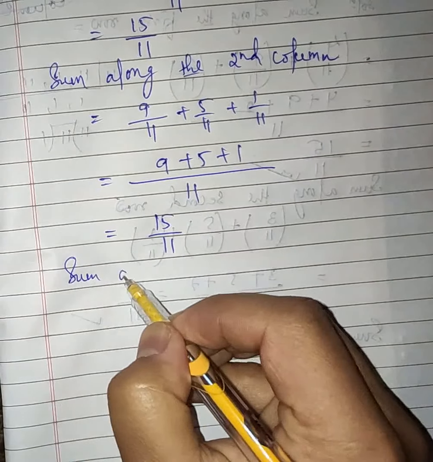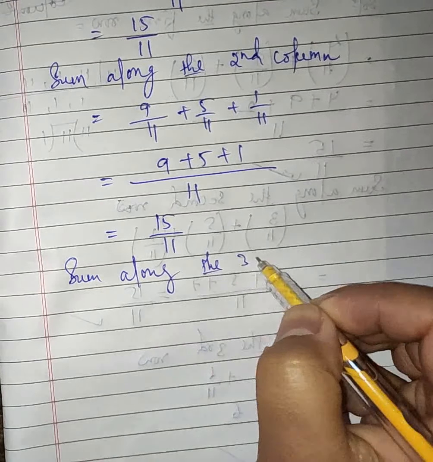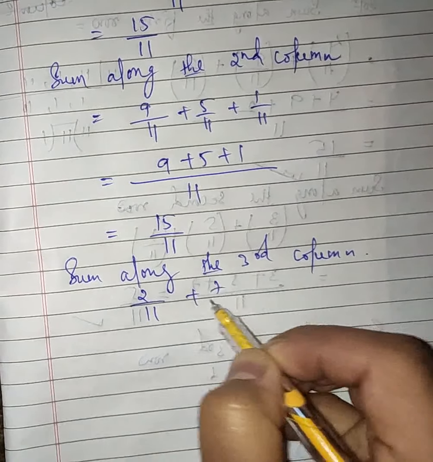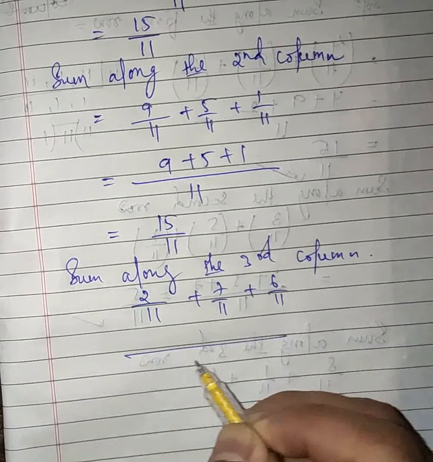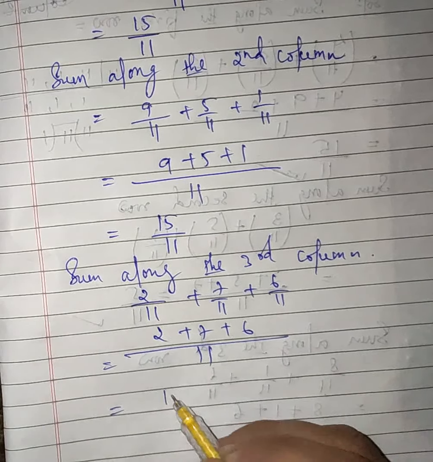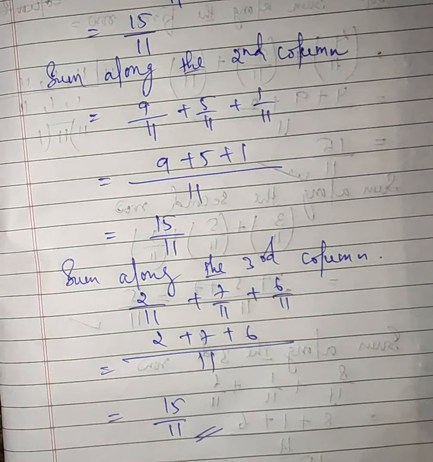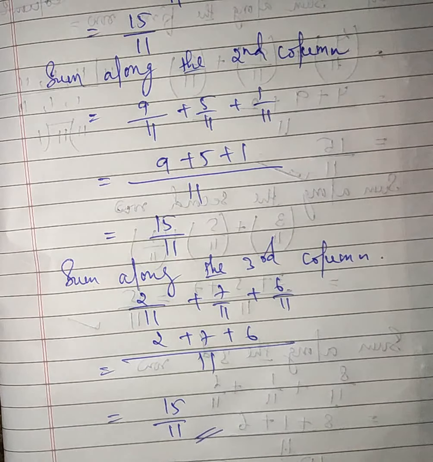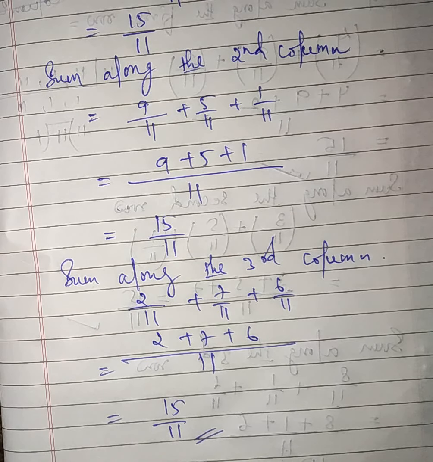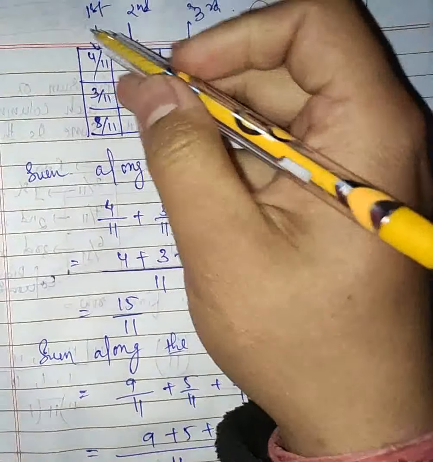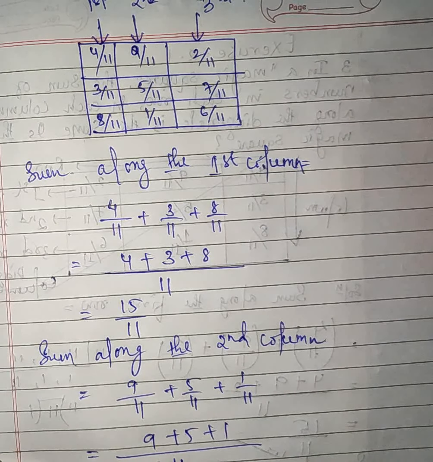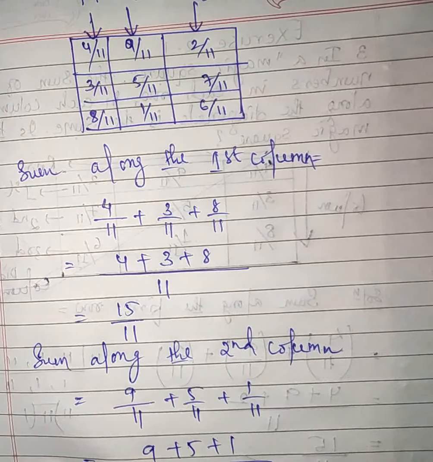So again the sum along the third column is 2 by 11 plus 7 by 11 plus 6 by 11. So it is 11, 2 plus 7 plus 6. What is the answer? 9 plus 6, 15 by 11. So after adding each column also, we got 15 by 11. So it is matching with the rows, but we have to consider one more thing, that is the diagonal, isn't it? Considering the diagonals, if we got the same number, that is 15 by 11, then only we will consider this box as a magic square box.